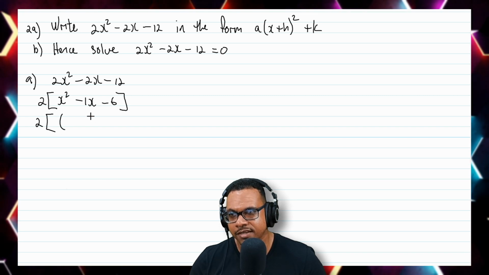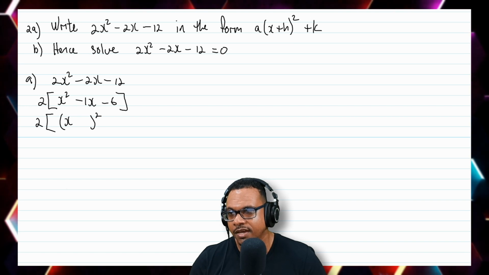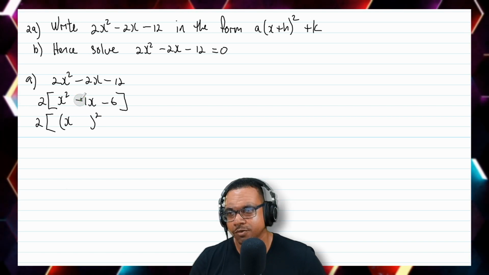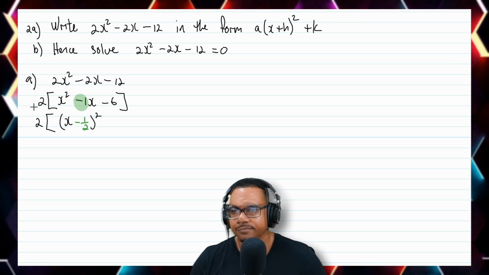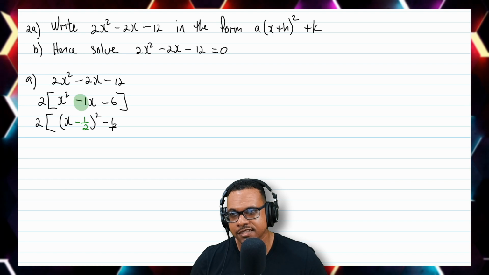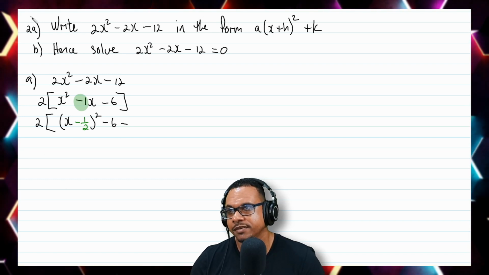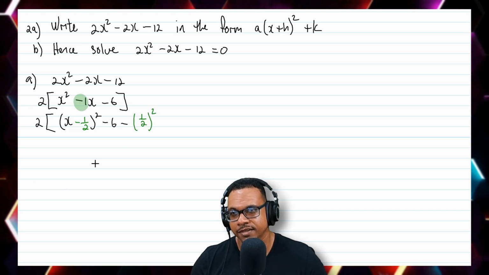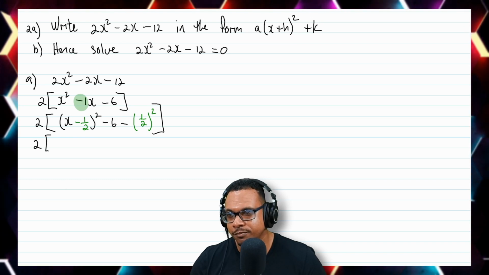So now I'm going to put my brackets for my perfect square. My variable is x. I write back x. I'm going to find half of this -1, which would be -1/2. Then I'm going to bring back down the -6, and I'm always going to take away this number squared. So that'll be 1/2 squared. So now close brackets. So I'm going to have 2 open brackets.